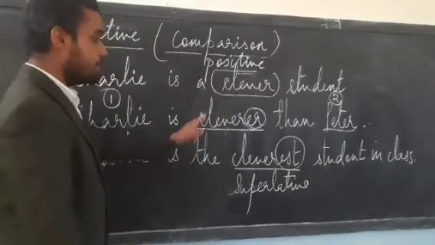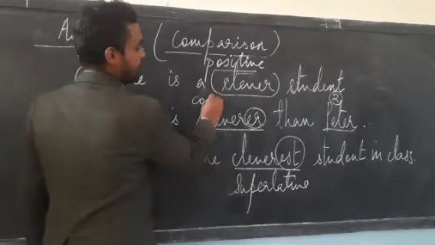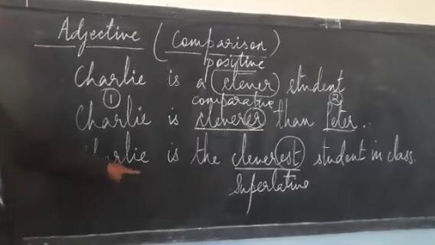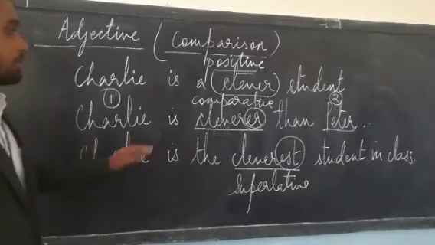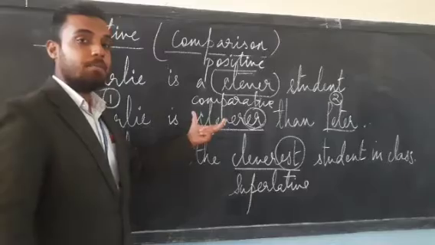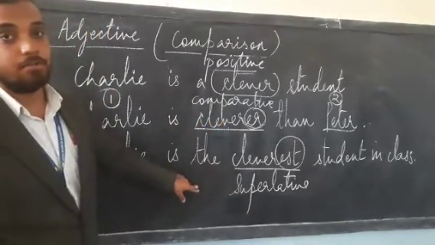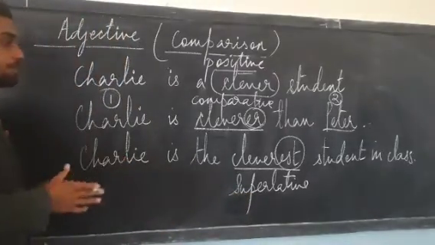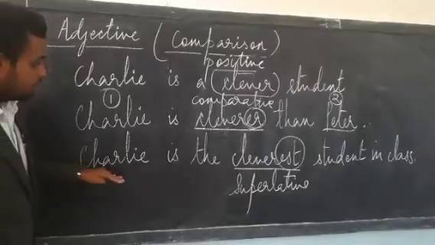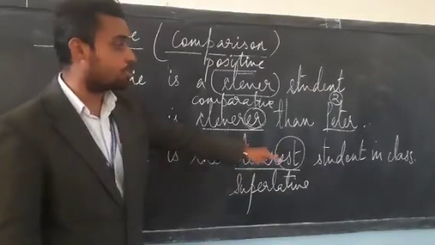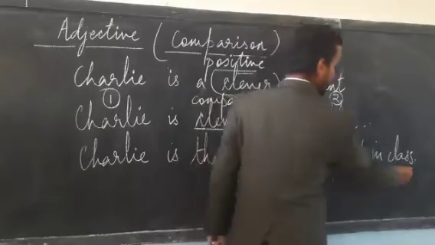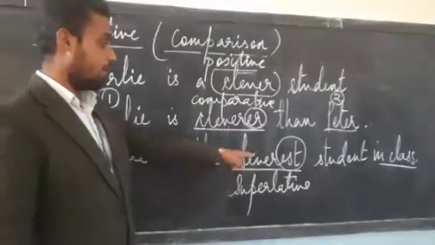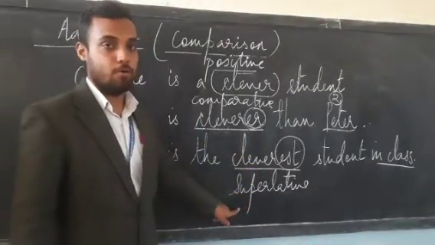This is superlative degree and cleverer is comparative. Charlie is the cleverest student in class. Now the second sentence was telling you the comparison between two persons. But superlative degree is used when we are comparing with more than two persons. How are we comparing with more than two persons? See, Charlie is the cleverest student in class. In class there can be many students. More than two persons are there. That is why we use the superlative form.